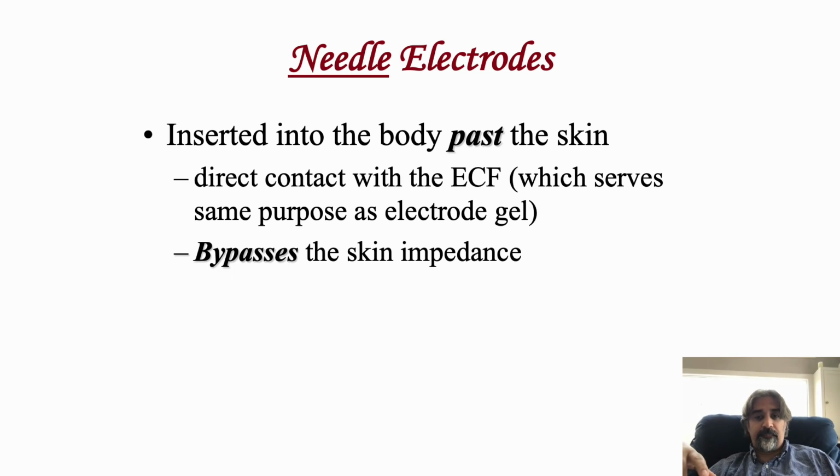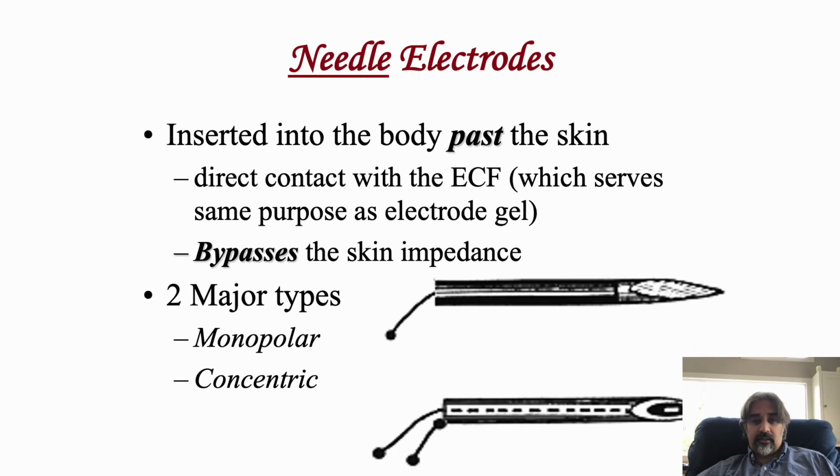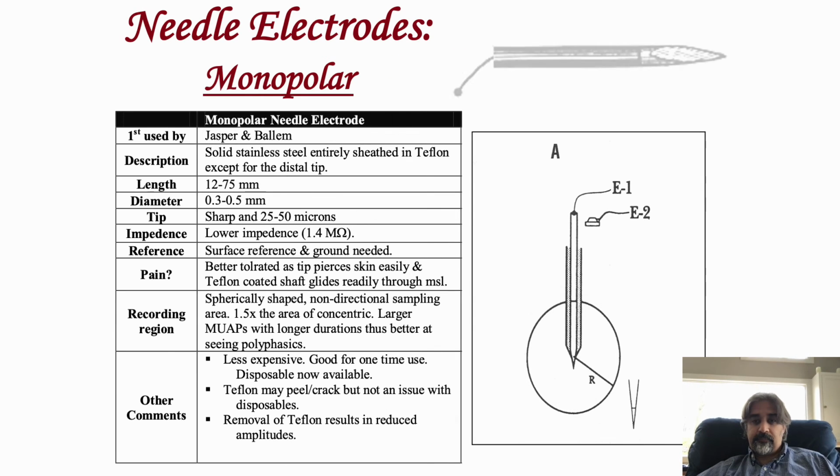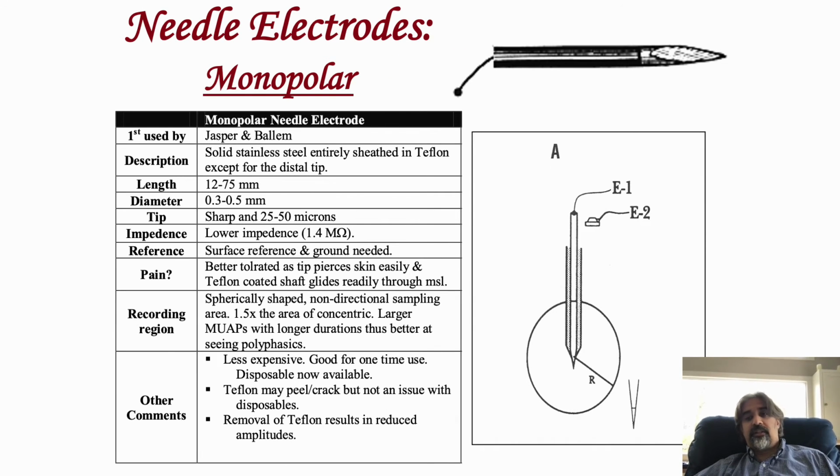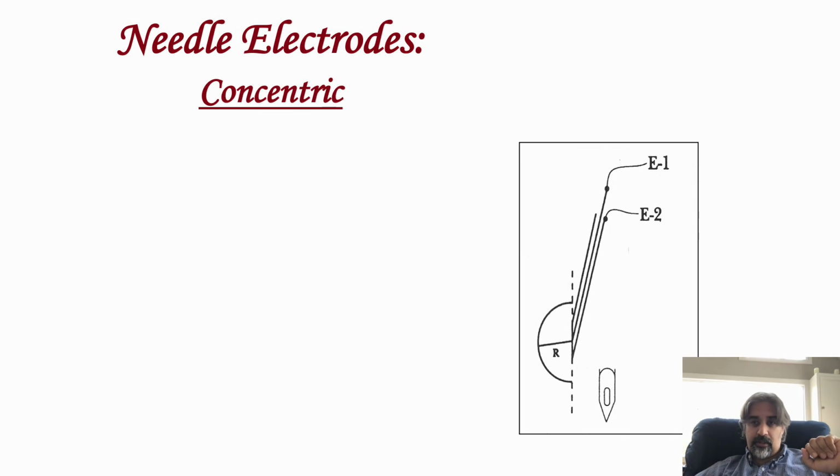on surface electrodes. The two major ones you'll come across are the monopolar and the concentric. Monopolar electrodes are essentially a shaft of metal surrounded by a coat of Teflon other than the tip, which is exposed. This ends in a point, and the metal serves as the active, or E1, for the differential amplifier. The recording region is rather large and spherical compared with concentric electrodes, which have a layer of metal around the layer of Teflon.